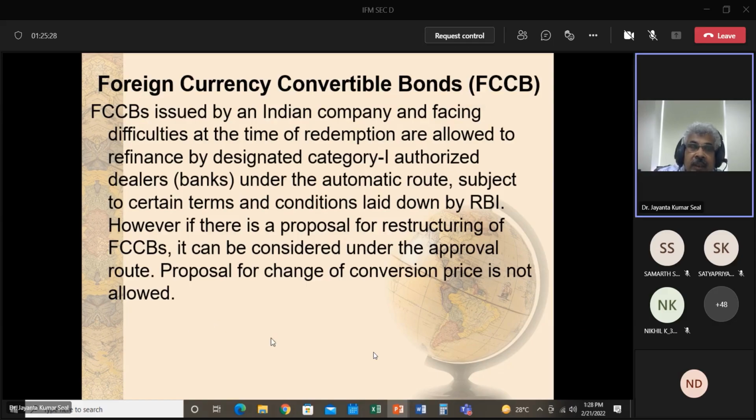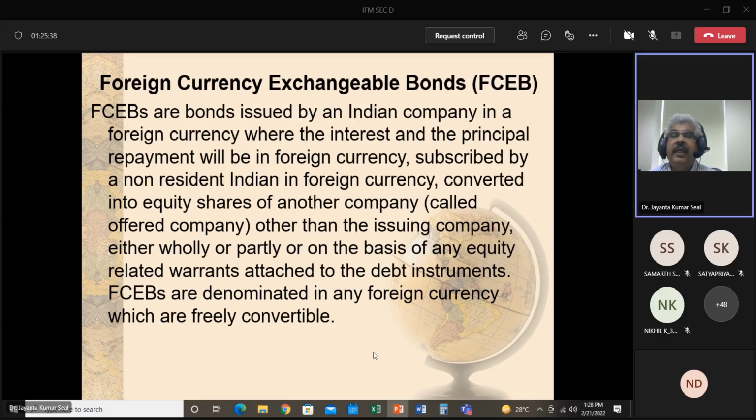Okay, suppose you said initially that I'll give 5 shares, now you want to reduce it to 4 shares or 6 shares, that is not possible. So then comes the foreign currency exchangeable bond. In case of a foreign currency convertible bond, suppose Tata Steel is issuing one, the bond will be converted into shares of Tata Steel. But in case Tata Steel issues a foreign currency exchangeable bond in the overseas market, the bond will be converted into shares of Tata Steel Europe, so a subsidiary.